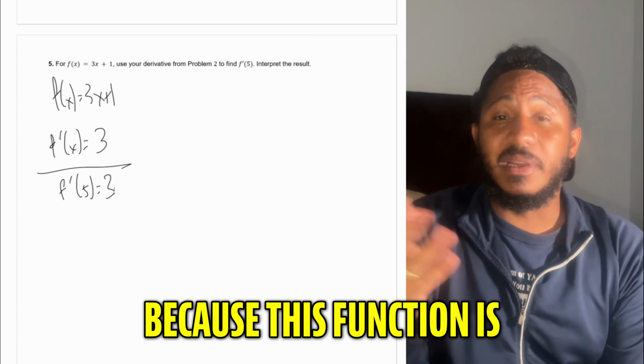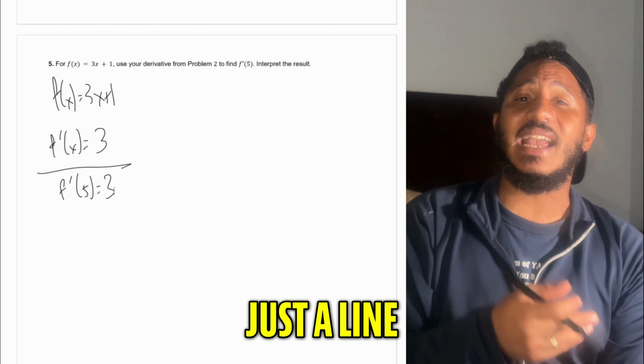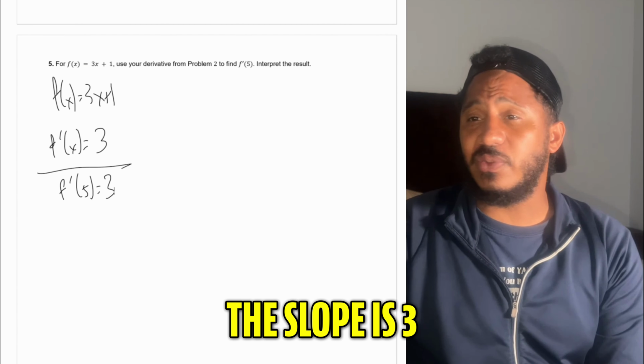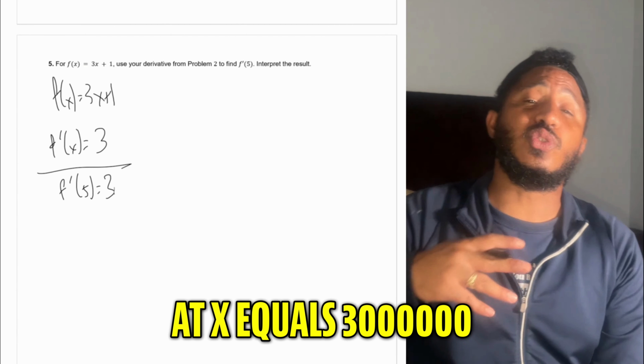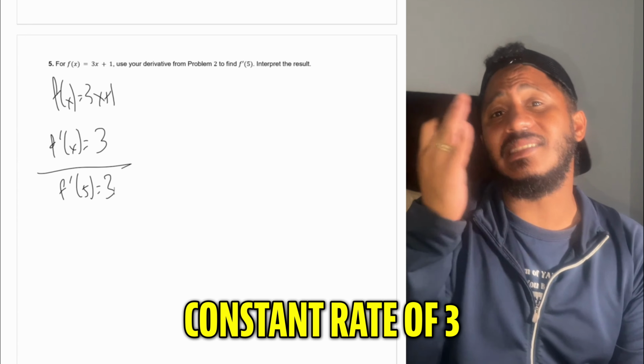Now, why is that? Because this function is just a line. f of x equals 3x plus 1 is just a line. So the slope of the line is always 3. So at x equals 5, the slope is 3. At x equals 10, the slope is 3. At x equals 3 million, the slope is still 3. That means the function is increasing at a constant rate of 3.